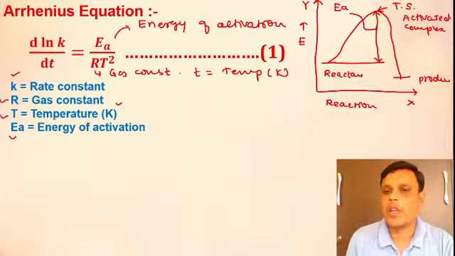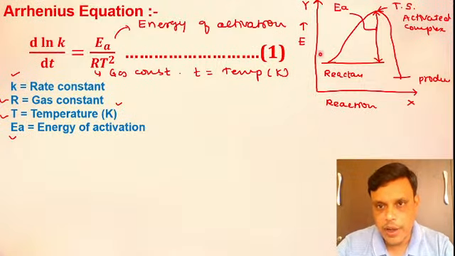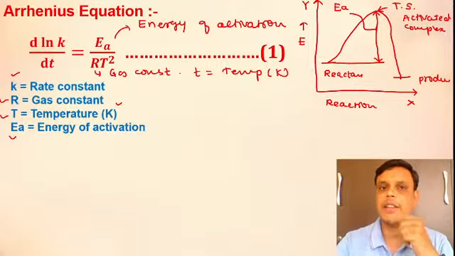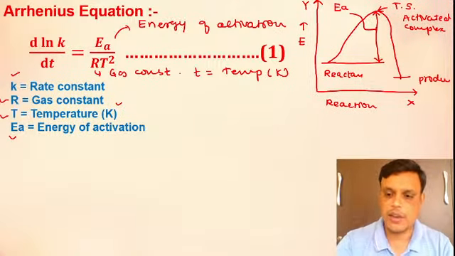Now what is this energy of activation? It has the dimension of energy, you know that, and it is the minimum amount of energy which is required for a reactant molecule to go into the transition state or activated complex. This minimum amount of energy is called the energy of activation, and the rate depends upon this energy of activation.